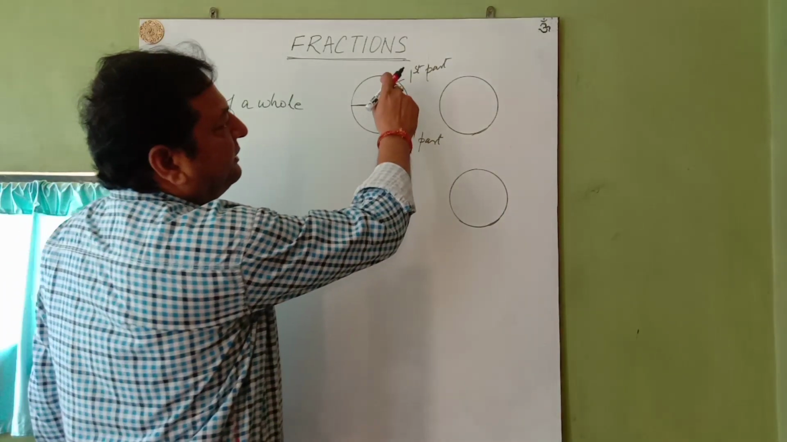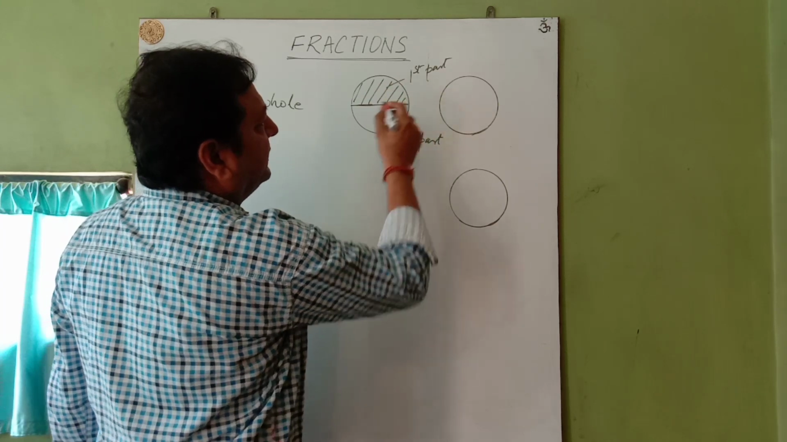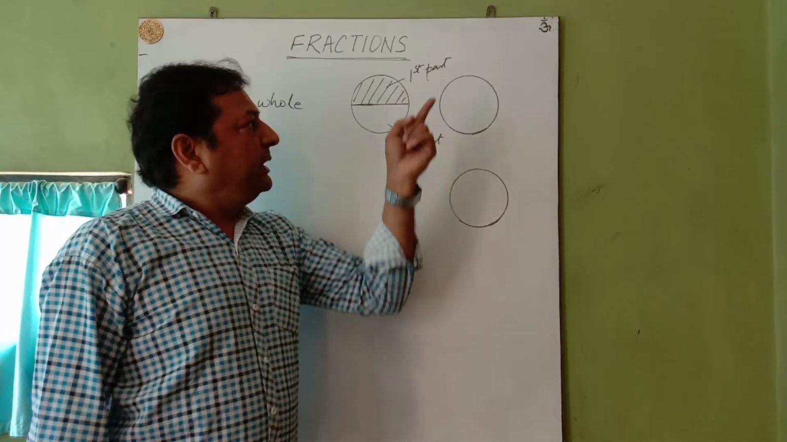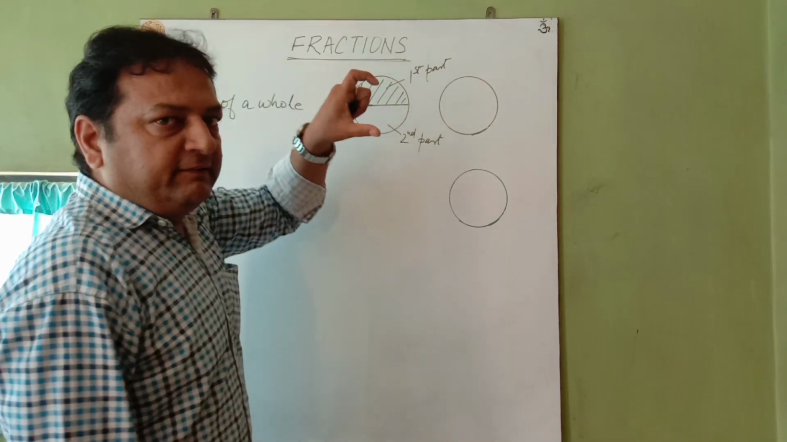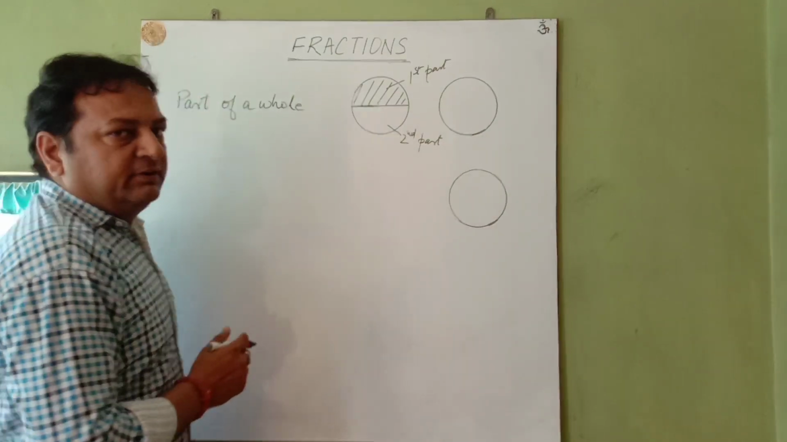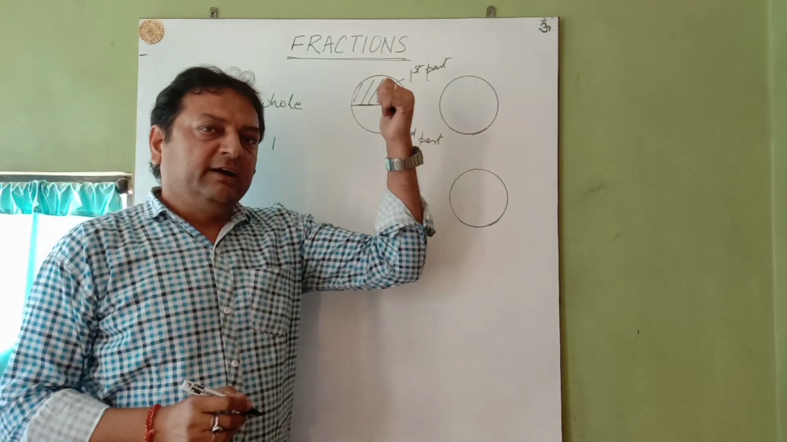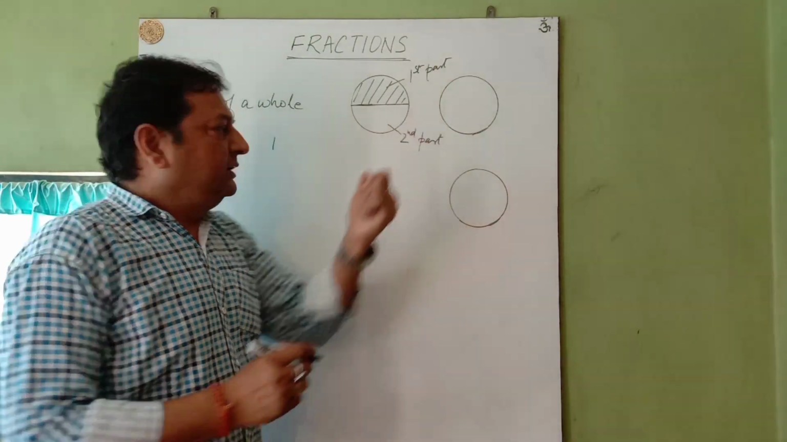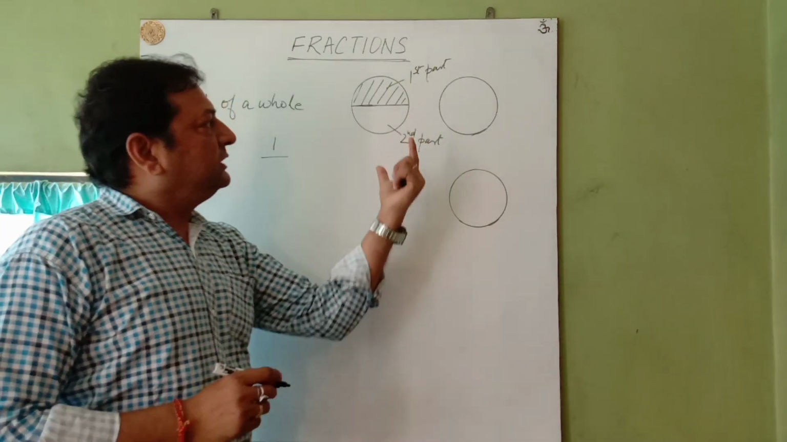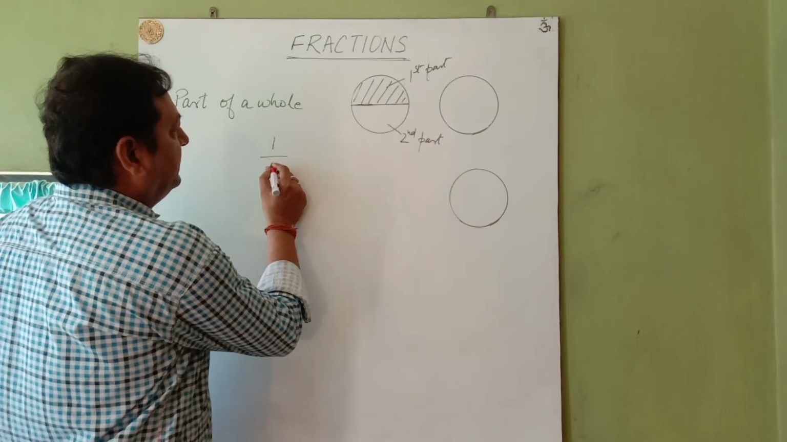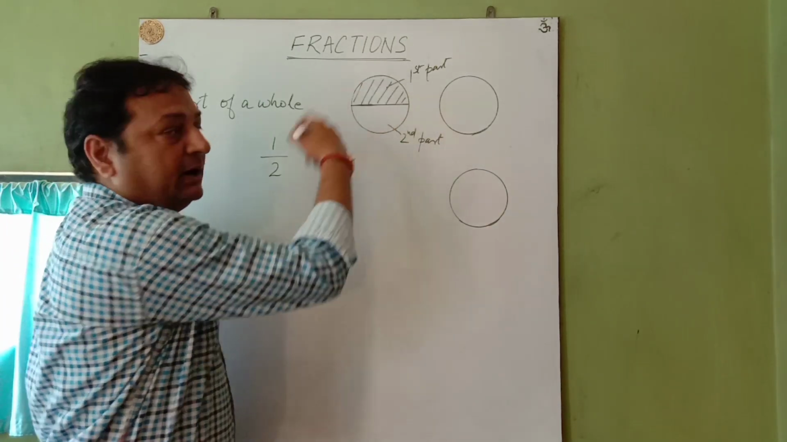If I ask, what is this part? If I talk about this shaded part, this is one part out of these two parts. So in fraction, we write 1, the part which has been selected, the shaded one, divided by, out of how many parts? In total, there were two parts. So we write 2. So this shaded part is 1 by 2. That means one part out of 2.